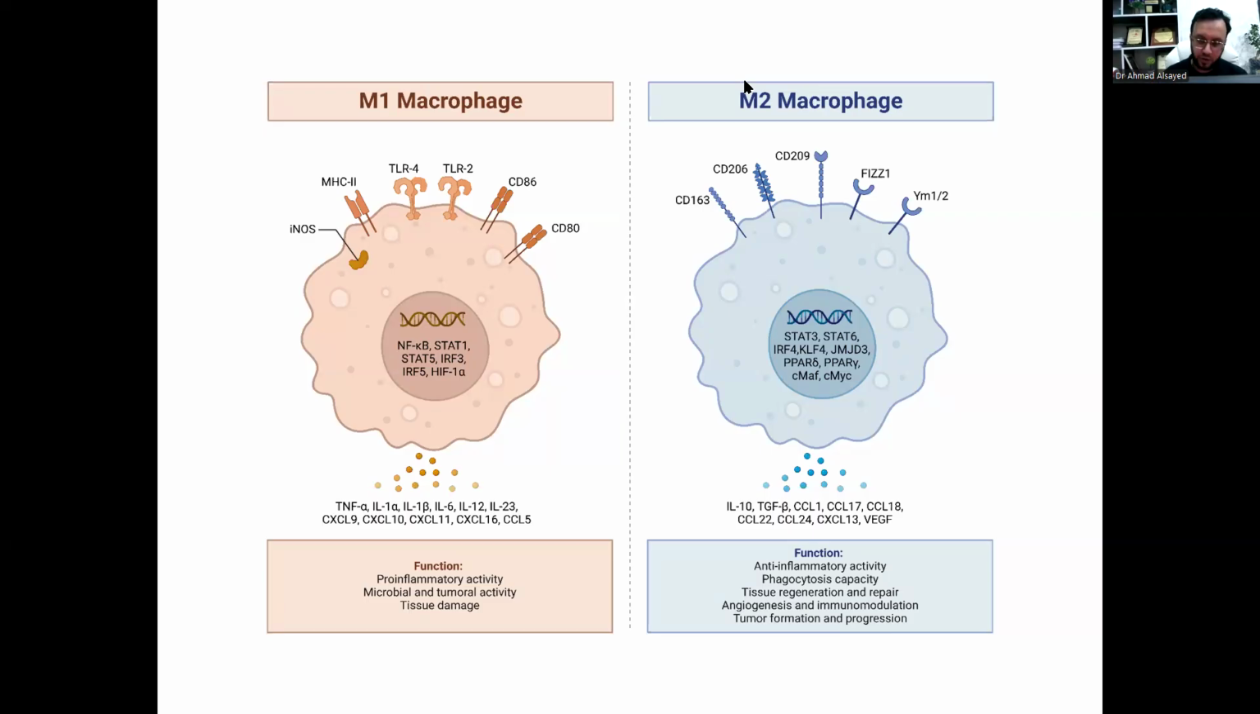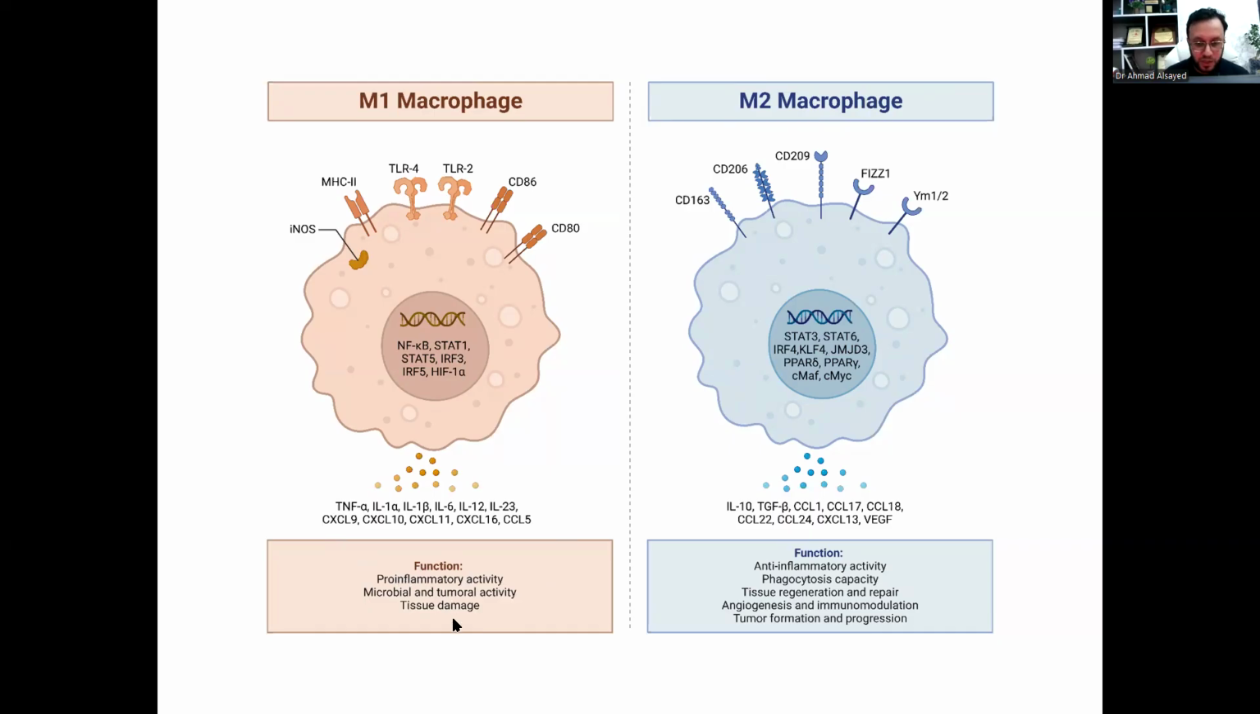Okay, so regarding polarization of macrophage, we have two phenotypes of macrophage, M1 macrophage and M2 macrophage, and this is important also in cancer. There are differences in the functions of M1 versus M2.